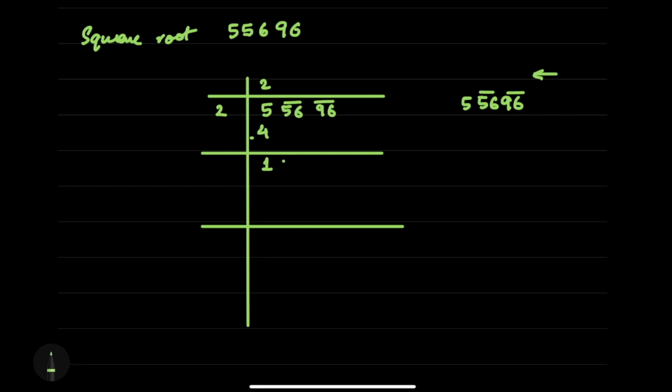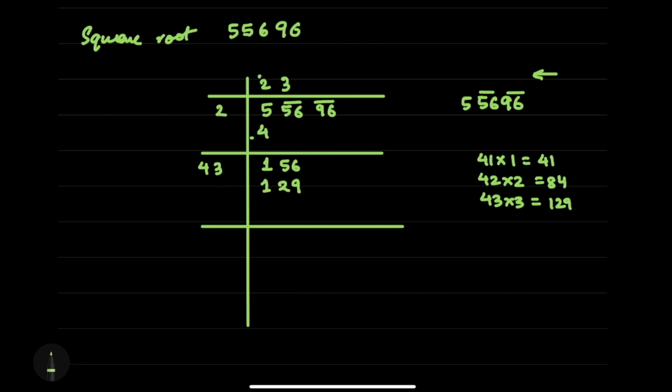Then we bring down 56 to make 156 as a new dividend, and we double this 2, which comes out to be 4. And then we have to find 40-something whose multiple is less than 156. So we'll try 41 into 1, 42 into 2, 43 into 3, and so on. So we try 41 into 1, 42 into 2, and then 43 into 3, which is 129. That is less than 156. So we'll put that here. That comes out to be 129.